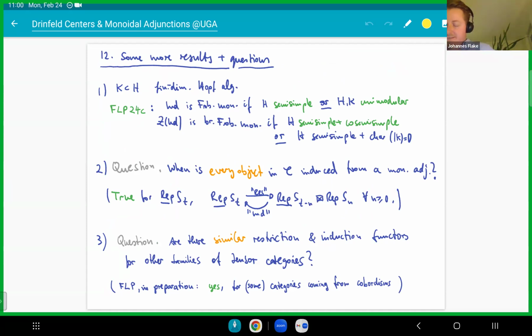One thing that we also did that I didn't want to cover today: one can now specialize back, for instance, to Hopf algebras. We started basically from groups, or we could have started with finite dimensional Hopf algebras. This would have been almost the same idea there. But now we can take these abstract results and specialize back to representation categories of Hopf algebras. And one recovers, for instance, that the induction functor in the setup, where we have an embedding of finite dimensional Hopf algebras, is Frobenius monoidal, for instance, if H is semi-simple, or if both H and K are unimodular. This is something a little weaker than semi-simplicity.